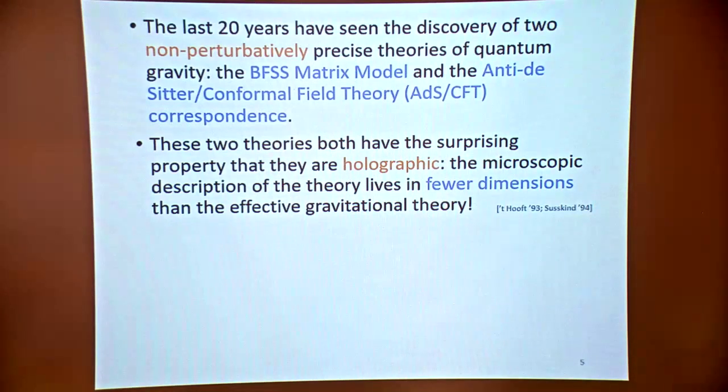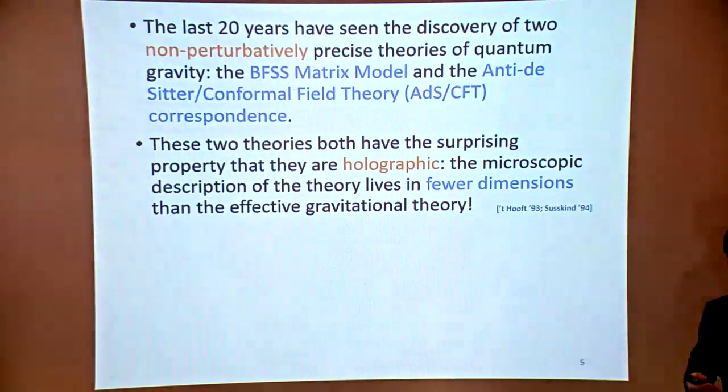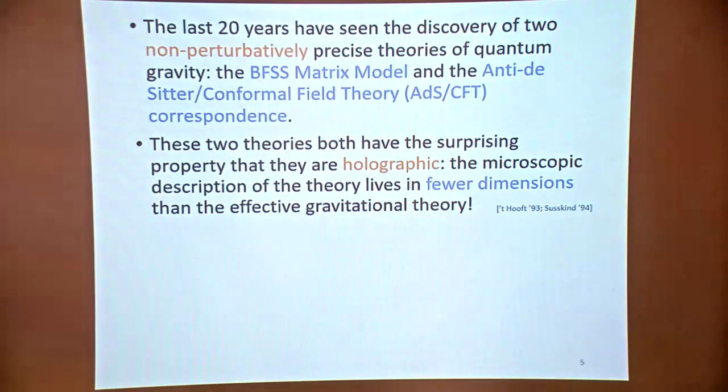What that means is that the microscopic description of the theory lives in fewer dimensions than the effective gravitational description of the theory. It's not quite surprising that the same theory may have a microscopic description and an effective description. For example, hydrodynamics is an effective description of water, which consists of atoms, which consist of protons and neutrons and electrons. What's amazing here is that the two descriptions do not live in the same space-time dimension. And that's why they're very special, and we call that holographic.